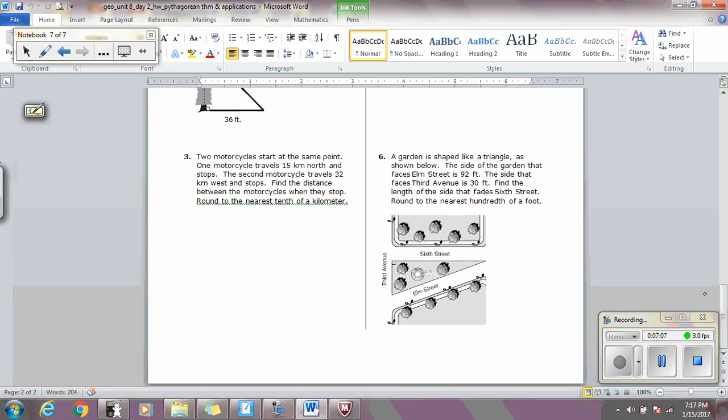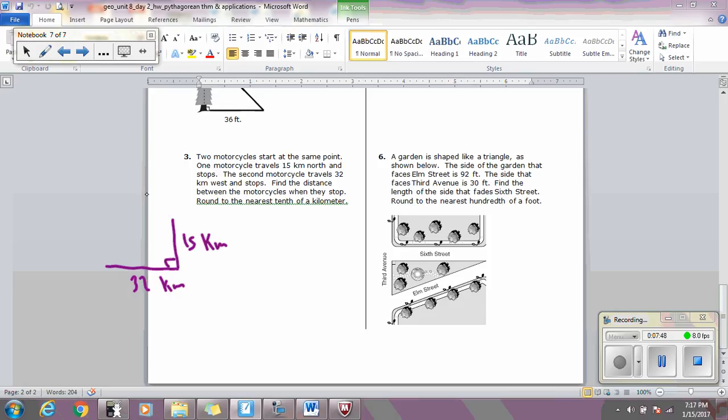And then last one I'm going to do with you all is number 3. Two motorcycles start at the same point. One motorcycle travels 15 kilometers north and stops. The second motorcycle travels 32 kilometers west and stops. Find the distance between the two cycles. So we have one going north and the other one going west. The north part was 15 kilometers and the west was 32 kilometers. And to figure out how far apart they are, we're looking again for C. So that would be 32 squared plus 15 squared equals C squared.